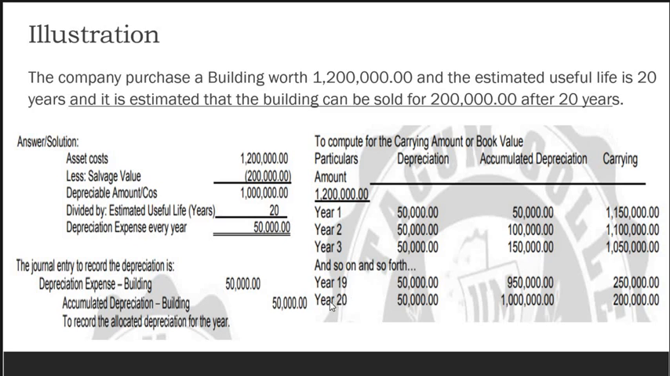Until in year 20, take note, the same thing happens. It depreciates by 50,000. Then our accumulated depreciation becomes 1 million, which is equivalent to your depreciable amount. So, 1.2 million, your cost, minus the accumulated depreciation, you'll have your carrying amount of 200,000, which is equivalent to your salvage value.